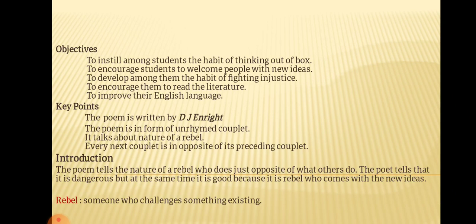Now, talking about the key points of this poem, the poem is in the form of unrhymed couplets which talks about the nature of a rebel, and every next couplet is opposite of its preceding couplet.